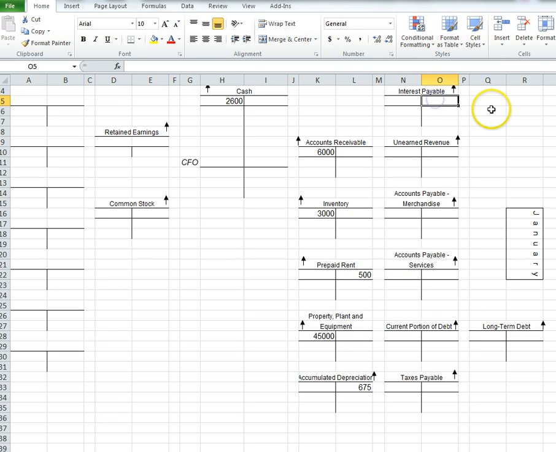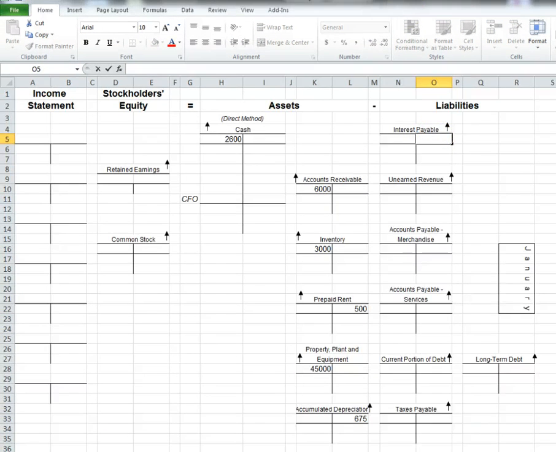Okay, the other ones. Unearned revenue. Interest payable, let's look at it. Interest payable went up $450. Unearned revenue went down $1,400. There are two accounts payable accounts, one for merchandise and one for services, and those both went up. Let's put those in on the credit side. Current portion of debt went up, so did long-term debt and taxes payable. So that's the assets and liabilities. Over here in equity, retained earnings went up, and nothing happened with common stock.